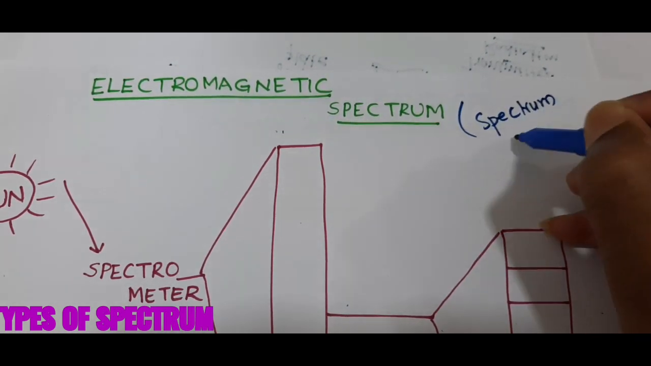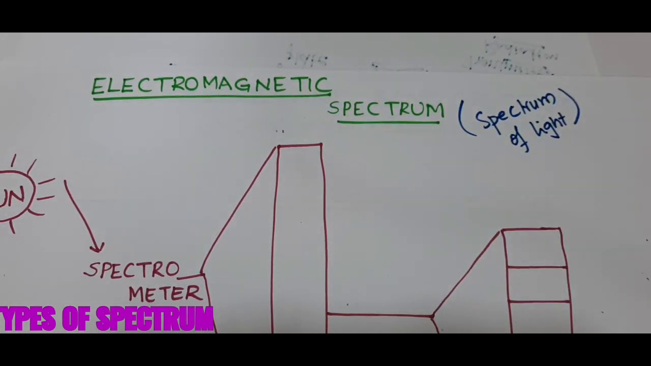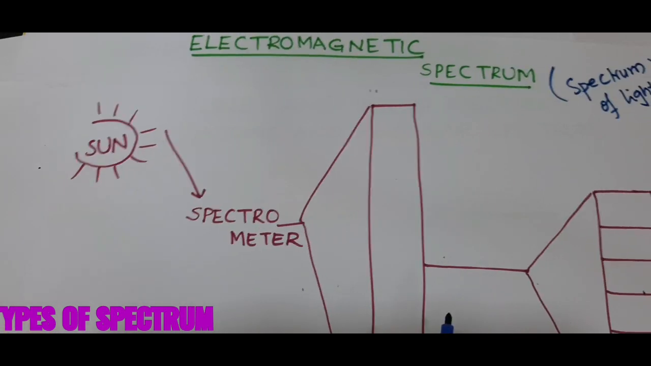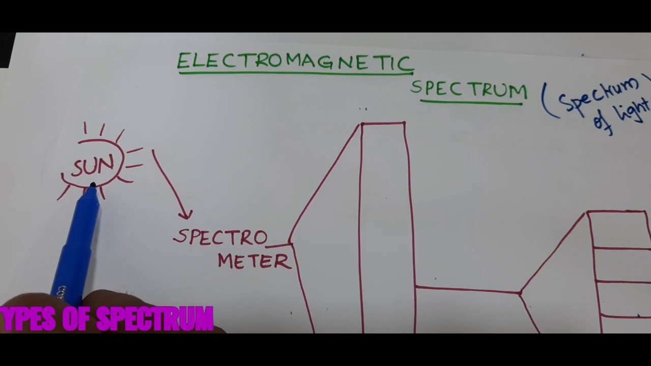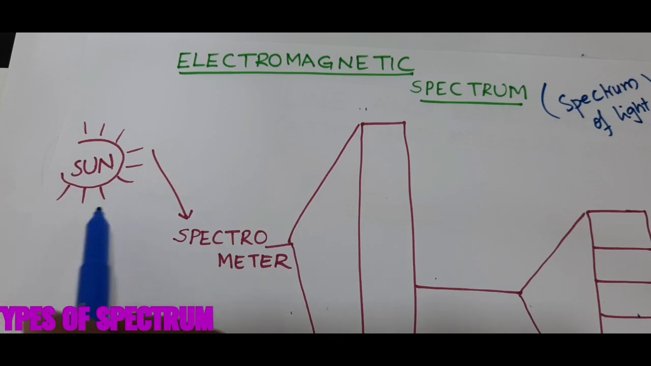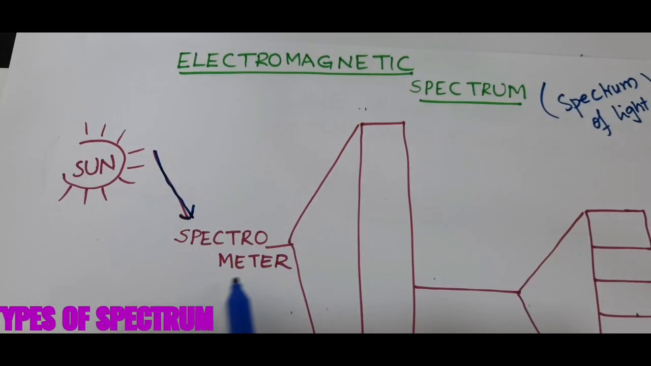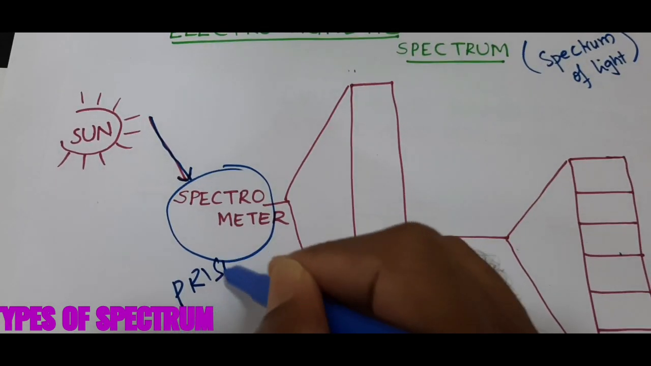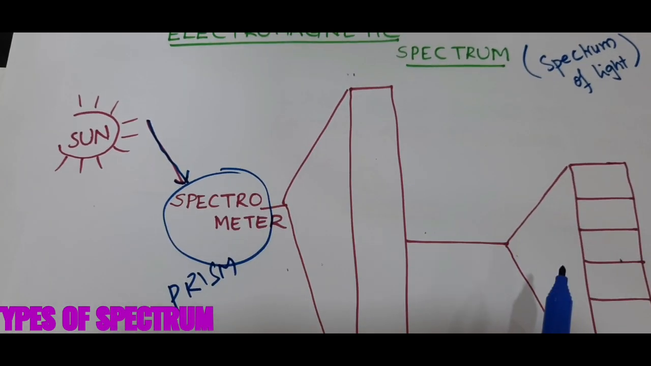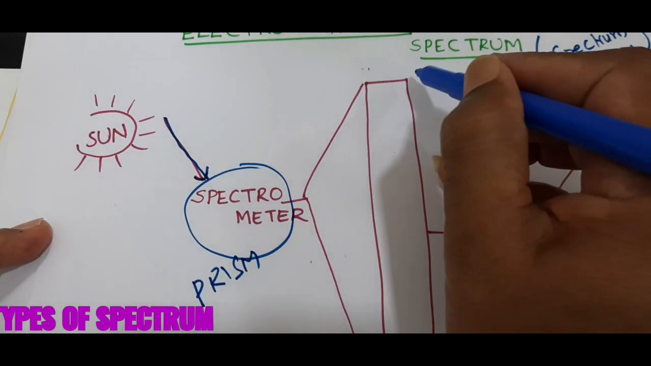Simply, spectrum of light is nothing but electromagnetic spectrum. Here, look at this. I am taking the source of light as the sun, because all our energy, all our light is coming from the sun. From this sun, light or radiation travels and passes through the spectrometer or the prism, then it will be analyzed into different spectral lines according to their wavelength.